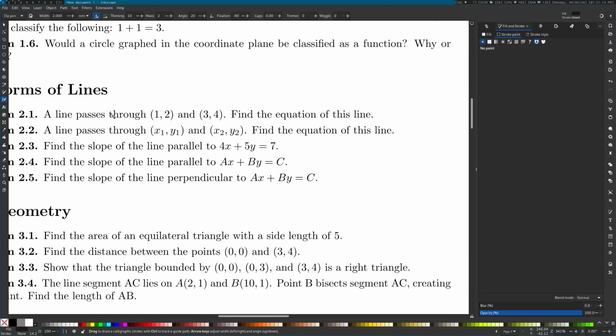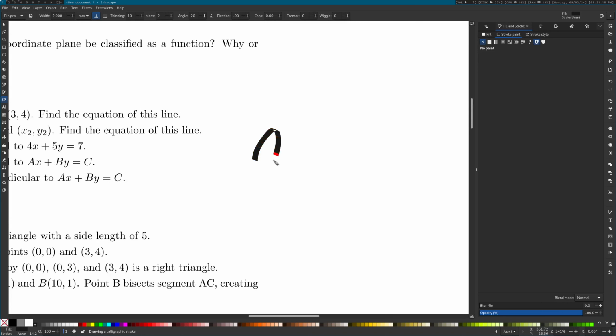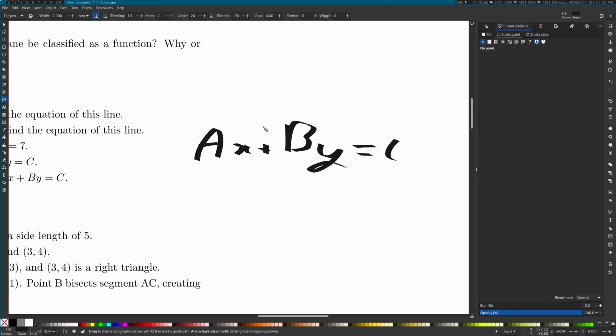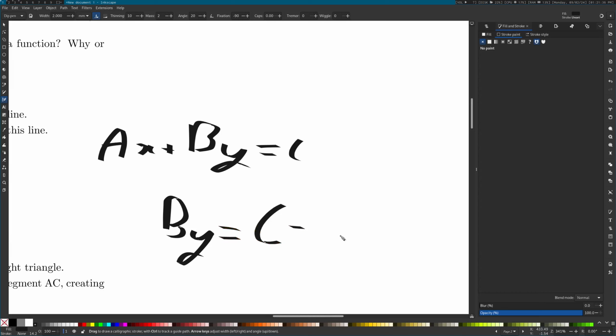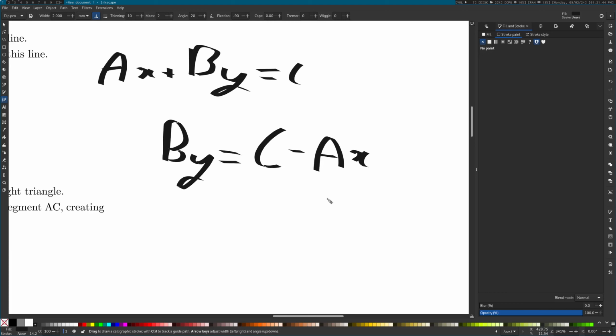And if you don't know the formula, just follow the steps. Okay. So we got ax plus by is equal to c. We're just going to put y by itself again. So we have by is equal to c minus ax. And then what do we do? Divide b from both sides.